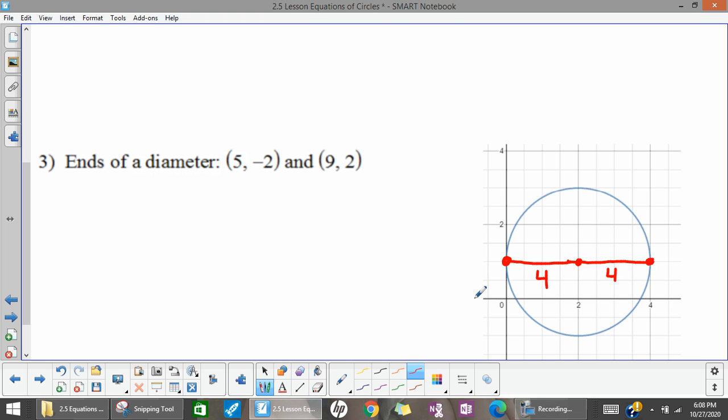So we talked about midpoint previously, and we said a midpoint was the halfway point of a segment, so that from one endpoint to the other endpoint, the midpoint would be halfway. And that's what this is. If I start at one endpoint and I go 4 units, I'm here at the midpoint. 4 more units, I'm at the other endpoint. And so if I can find the midpoint of a diameter, then I know the center.